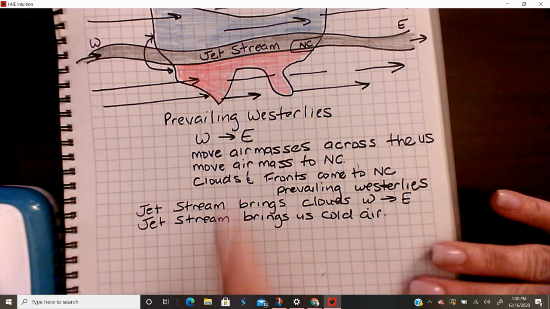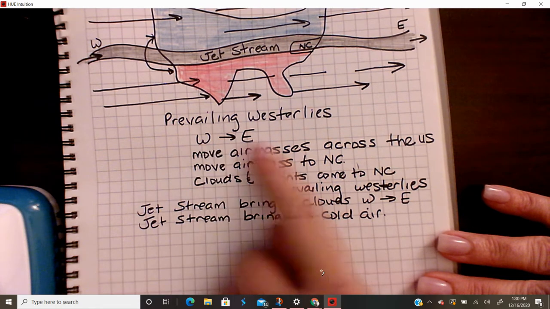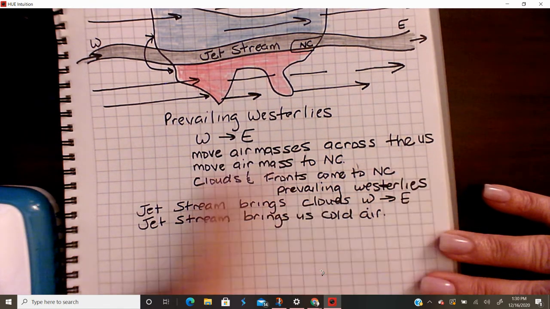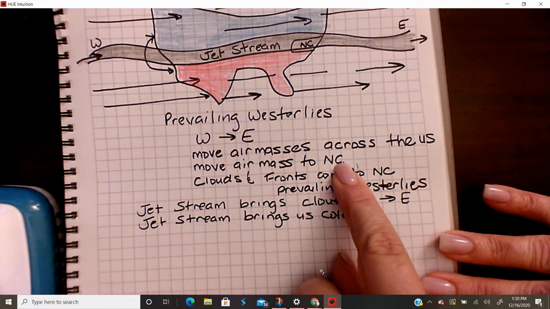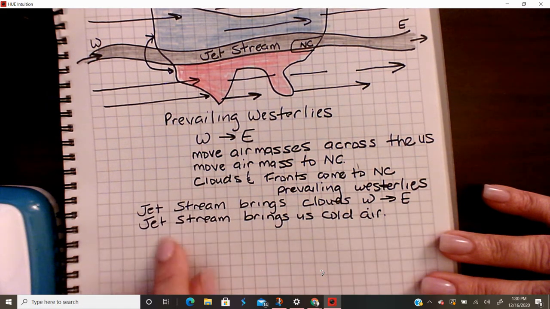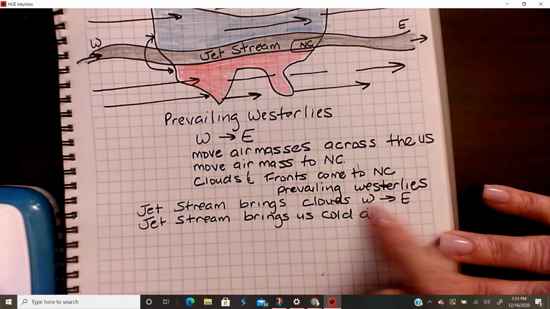Now, the rule for the prevailing westerlies is that they always go west to east. They move air masses across the United States. They move air masses and weather into North Carolina. They bring us clouds and fronts. Also, the jet stream is really important because it too brings clouds and weather west to east.